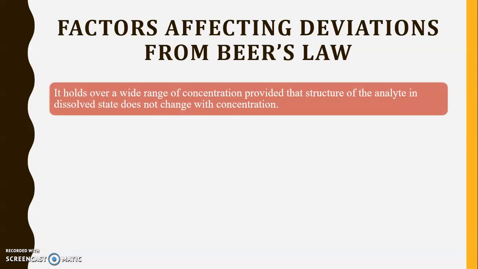Beer's law holds over a wide range of concentration, provided that the structure of the analyte in the dissolved state does not change with the concentration. Beer's law can be true for a wide range of concentration, but the only condition is that the structure of the solute, it may be a colored ion or a colored non-electrolyte, should remain the same in the dissolved state throughout your experiment.